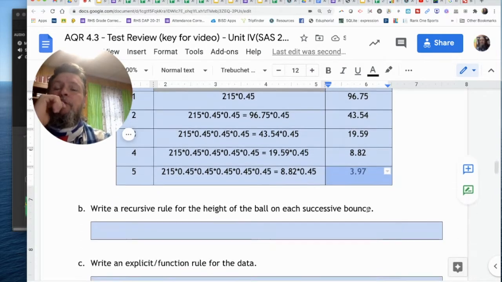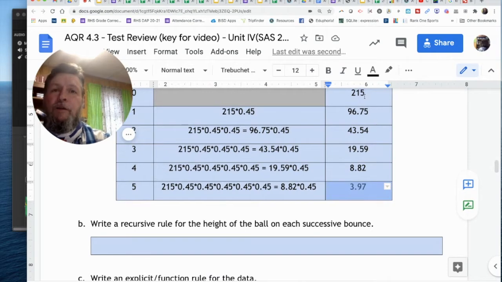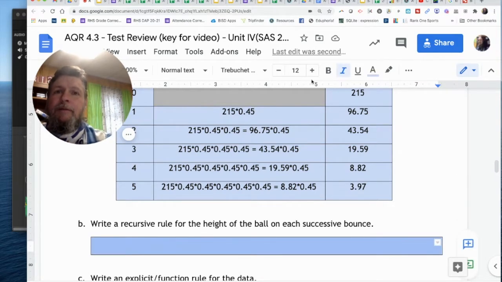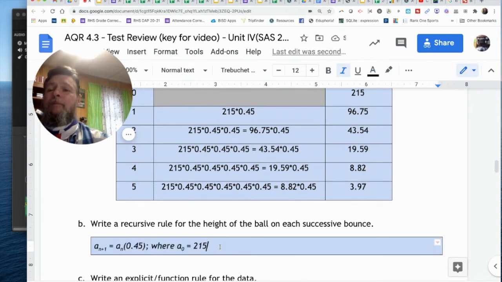We're going to write a recursive rule for this. Well, what's the initial value? It's 215. So we know A0, or the height 0, whatever variable you use, is going to be 215. What do we do to the last value? We take the next value, which is A(n+1), is equal to this value, A(n) times 0.45. That's all we're doing. And if I'm not mistaken, I think that's the answer I got. That's absolutely right. A(n+1) equals A(n) times 0.45, where the initial value, A subscript 0, is 215.